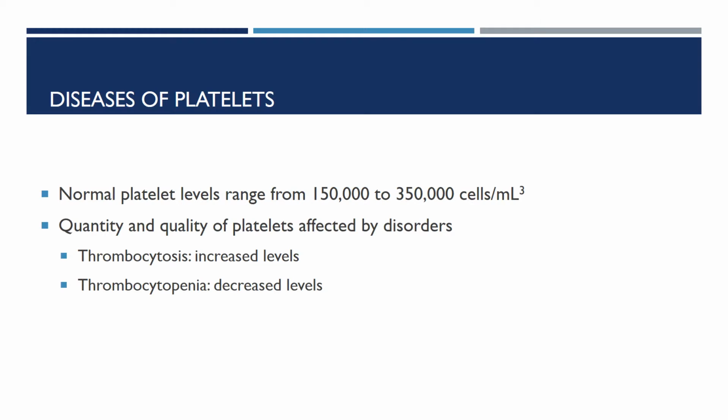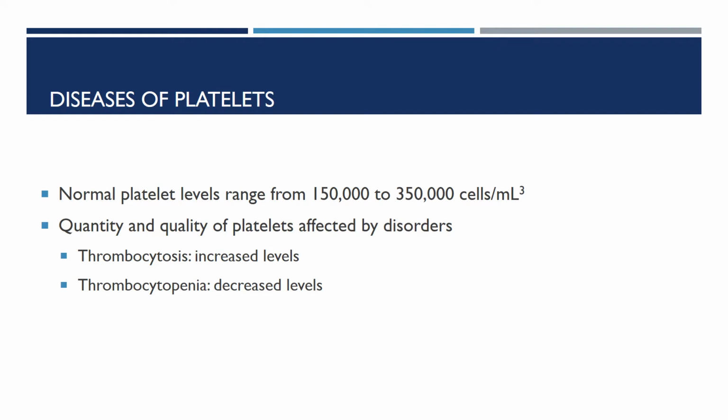Okay, so the normal levels of these platelets in our body are between 150 to 350 cells per milliliter. They have some terminology that needs to go with them. So thrombocytosis is increased levels of platelets, right? Whereas thrombocytopenia is lower levels of platelets. And so this is a particularly important set of disease states because this is going to affect the coagulation, blood clotting.